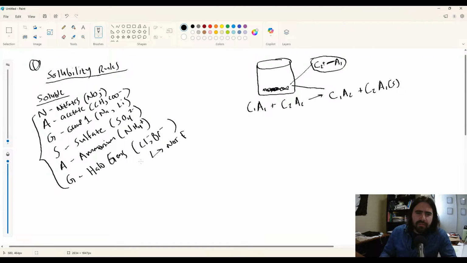Okay. So NAG/SAG, N for nitrates, that's always going to be soluble. A for acetate, always going to be soluble. Group 1, for the purposes of our discussion, always going to be soluble. So that's going to be sodium, lithium. So NAG. SAG is sulfate, SO4, going to be largely soluble. A, ammonium, for all the purposes of our discussion, anything with ammonium in it is going to be soluble. And then G, halogens, right? So that's largely going to be soluble.